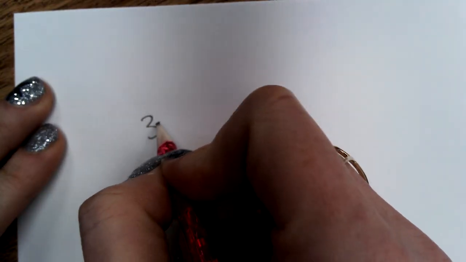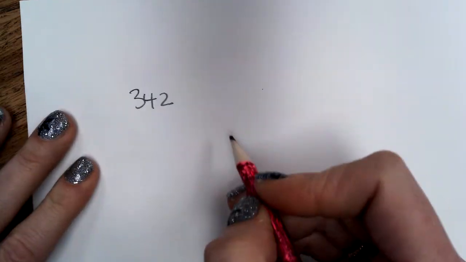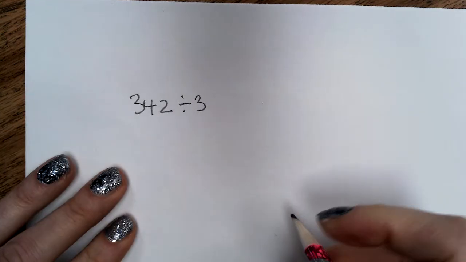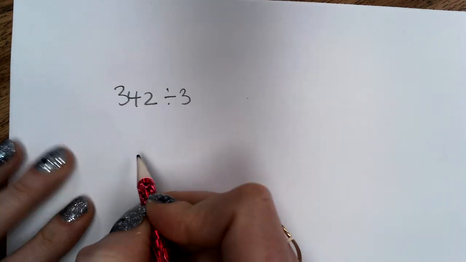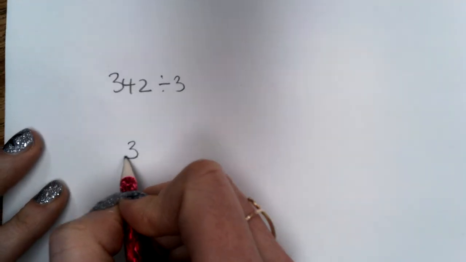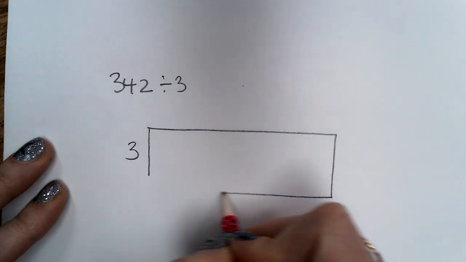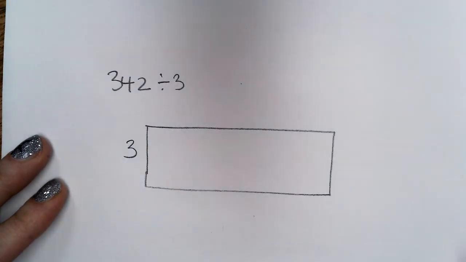So here's my first example. If I have 342 divided by 3, I'm going to show the area model first and then the standard algorithm so you guys can see how it compares. First, I have the students take the divisor, put it on the outside of a rectangle, however large or small they would like to create it.